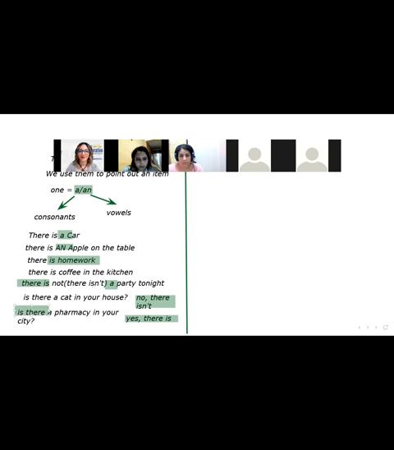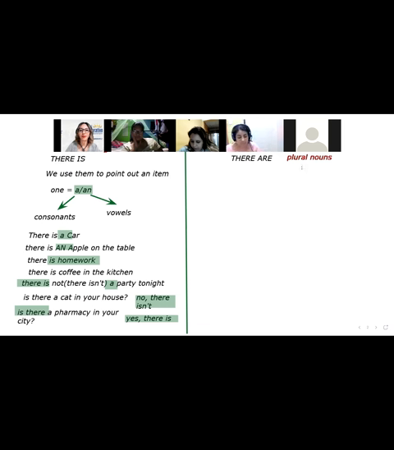Okay, now there are. Let's continue with there are. We use it with plural count nouns. Vamos a ponerle eso aquí. Count nouns. Tiene que ser algo que se pueda contar, okay? Para plural, de 2 en adelante. There are a lot of cars in Mexico, okay? There are a lot of cars. Many, many cars.